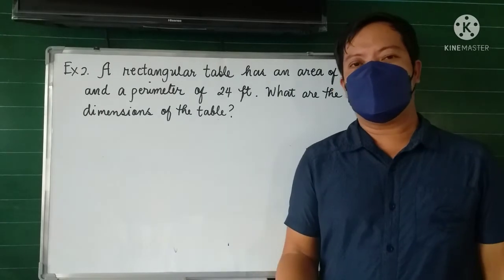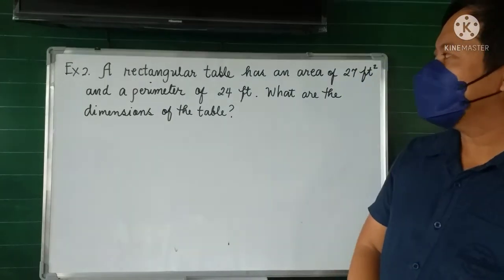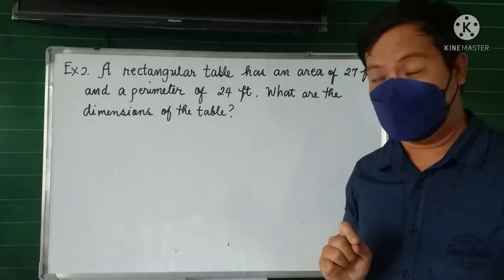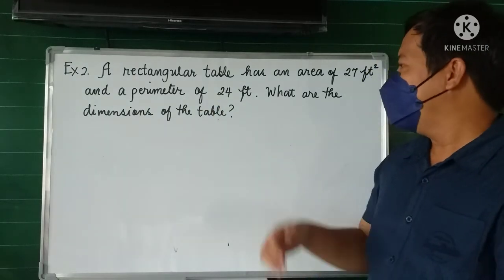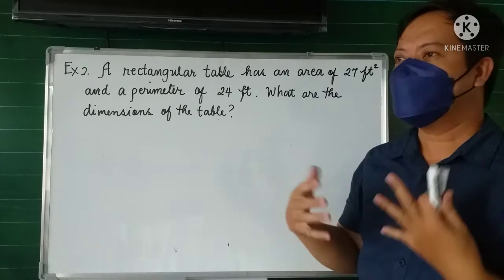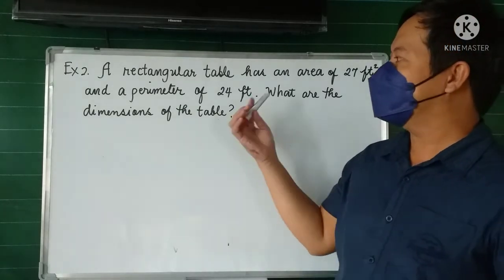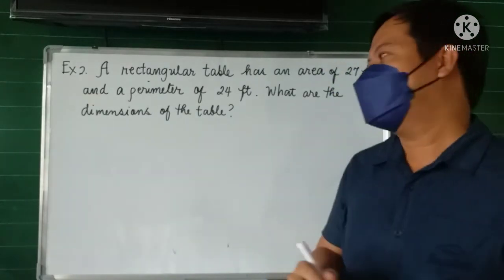Let's continue our discussion. Proceed to our second example. Example number 2. A rectangular table has an area of 27 square feet and a perimeter of 24 feet. What are the dimensions of the table? Okay, actually, in this example, the given polygon is a rectangle because it's a rectangular table. So, magdodraw muna tayo ng rectangle.